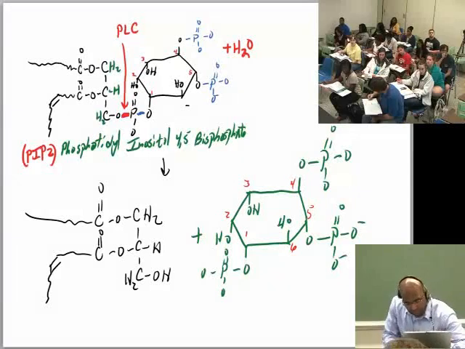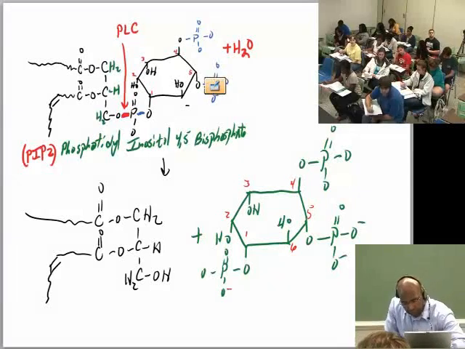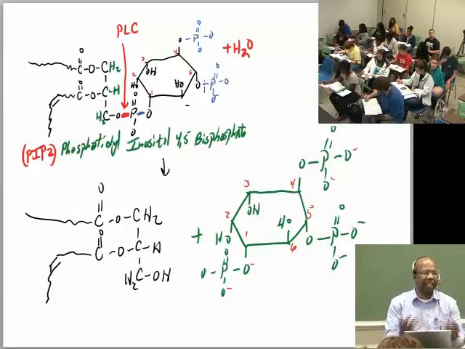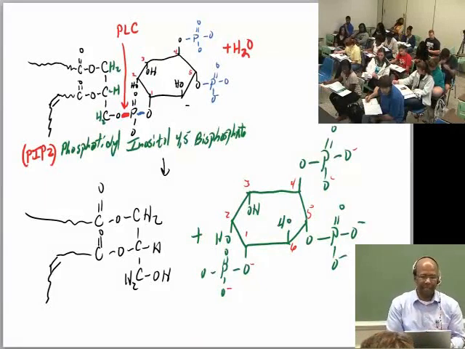Because they all should be negative. They should all be negative because they don't have the protons. They're phosphates instead of phosphoric acids. They're the conjugate bases of the acids. If the protons were there, they would be the acids.